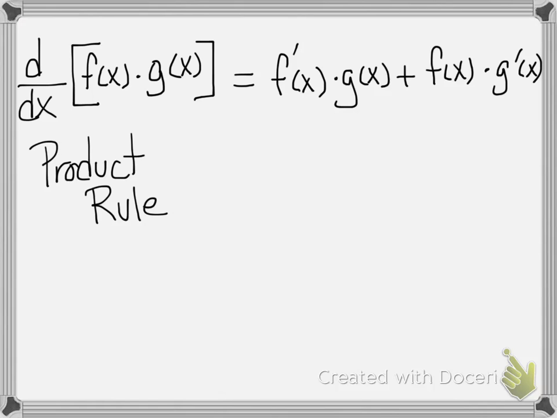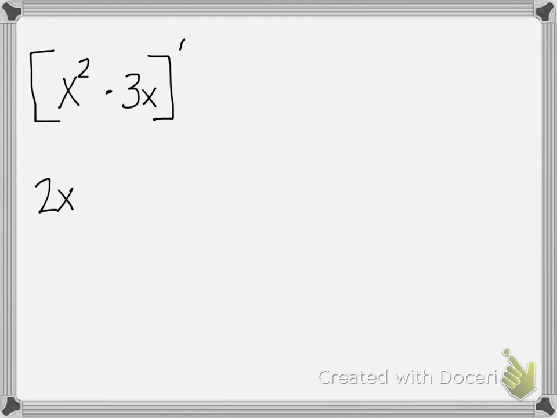Okay, so say we have x squared times 3x. And we want to take the derivative of that. Well, that is going to be the derivative of the first, which is 2x, times the second, plus the first times the derivative of the second.